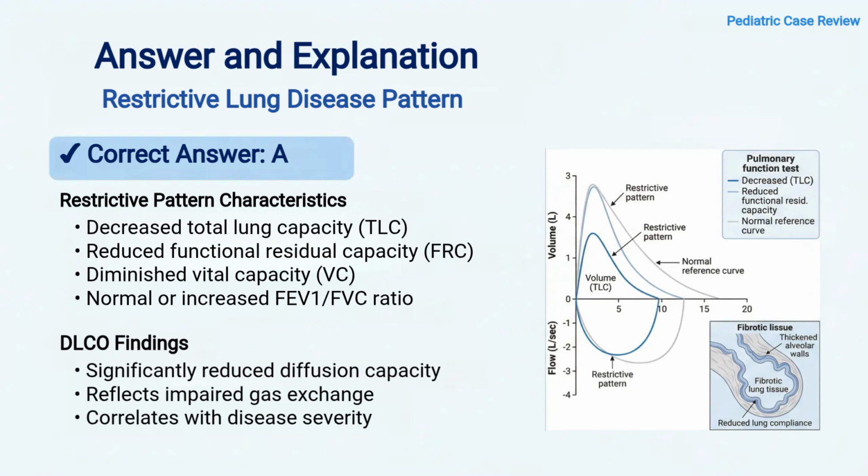In hypersensitivity pneumonitis with interstitial involvement, pulmonary function tests show a restrictive pattern: decreased total lung capacity, reduced functional residual capacity, diminished vital capacity, and a normal or increased forced expiratory volume in 1 second to forced vital capacity ratio. The diffusion capacity of the lung for carbon monoxide is significantly reduced, reflecting impaired gas exchange, and its value correlates directly with disease severity. This pattern distinguishes interstitial disease from obstructive conditions like asthma.